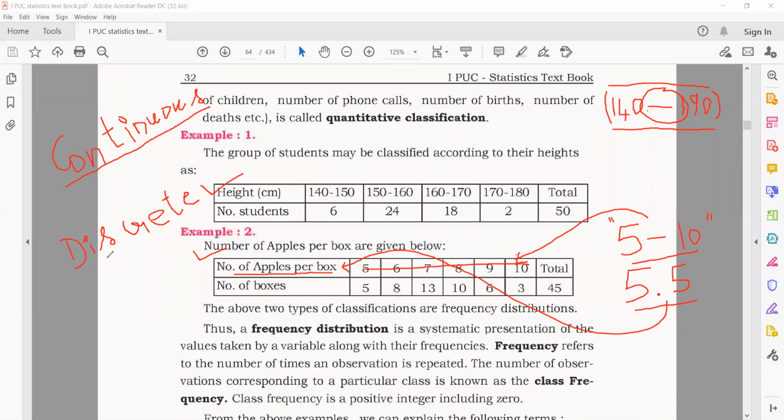Discrete variable: a variable is such that in a given range, only some specific values are taken by the variable. Always you have to talk with respect to range. So if a variable picks only specific values in the given range, then it is called a discrete variable. Okay, don't be under the impression that continuous variables are numbers with decimal part and discrete variables are integers.